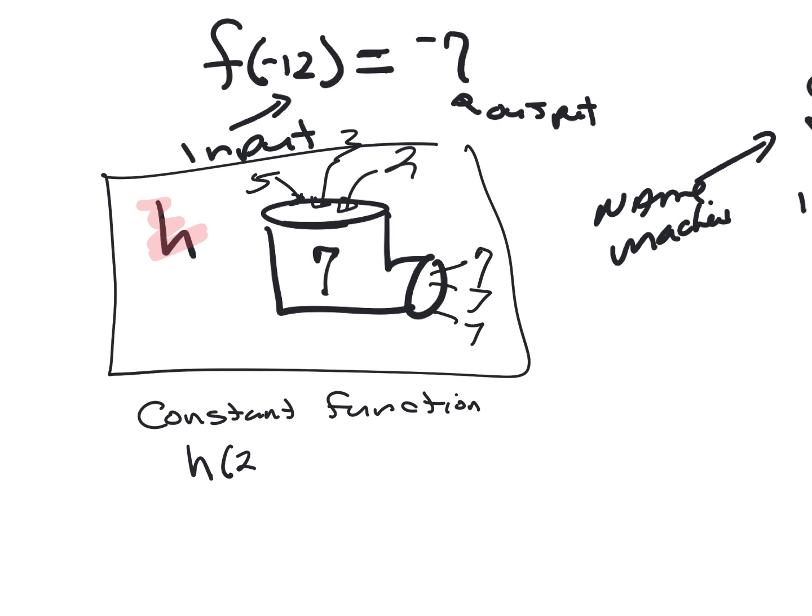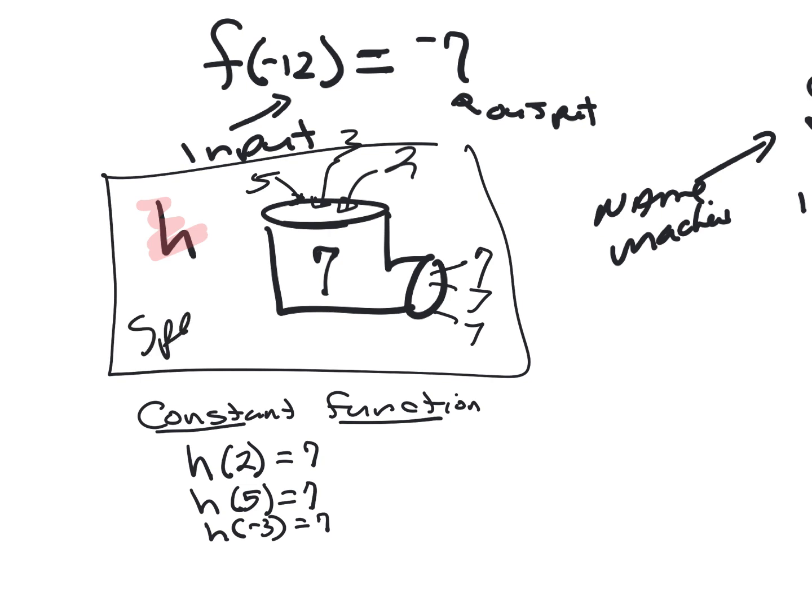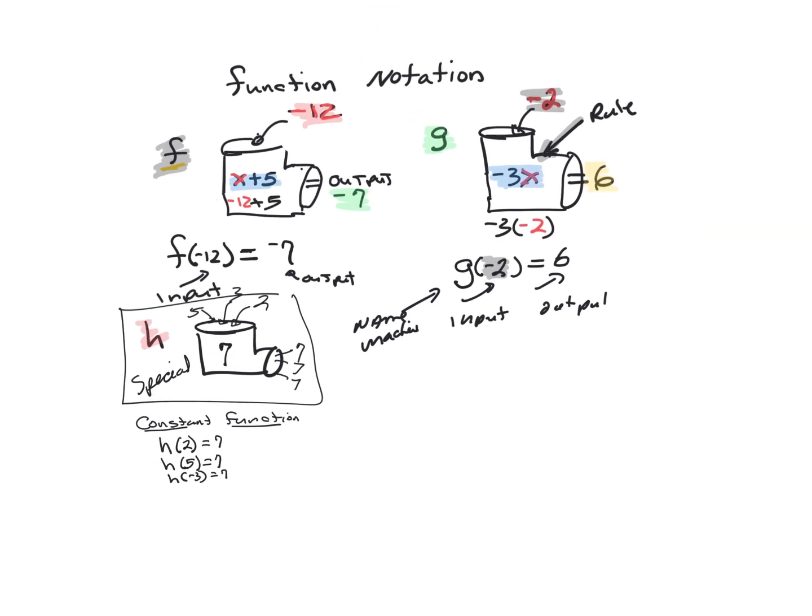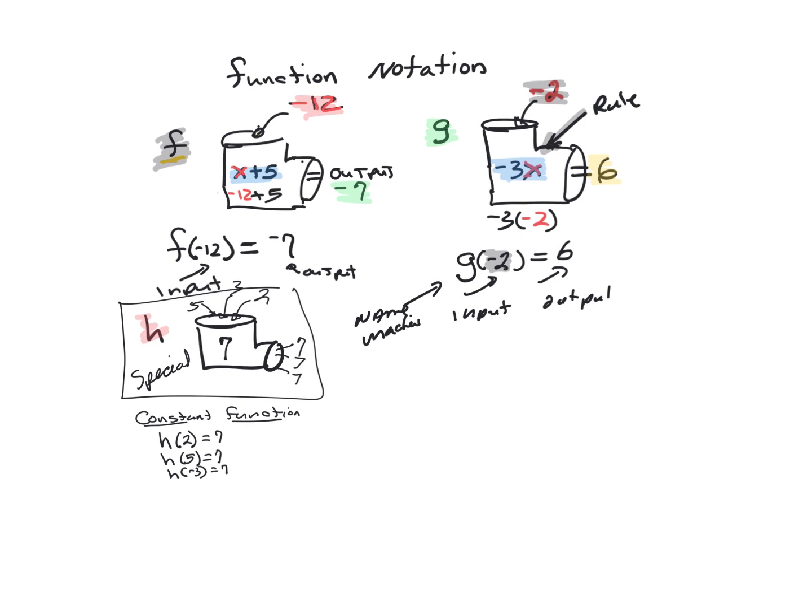If we put 2 into the machine, we will get 7 out. If we put 5 into the H machine, we will get 7 out. No matter what we put into the H machine, we will always get 7 out because there is no variable. And that is known as a constant type function. So it's kind of a special case in that there is no X in there. So that's basically your inputs and outputs and your function notation.